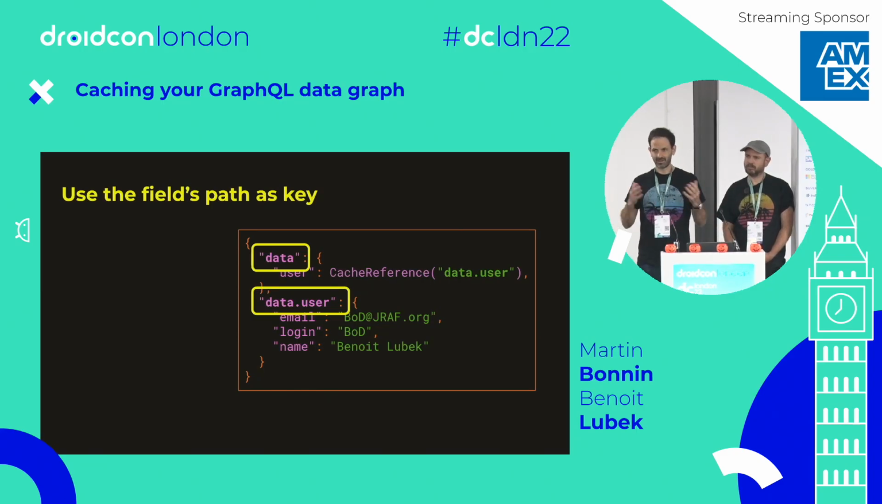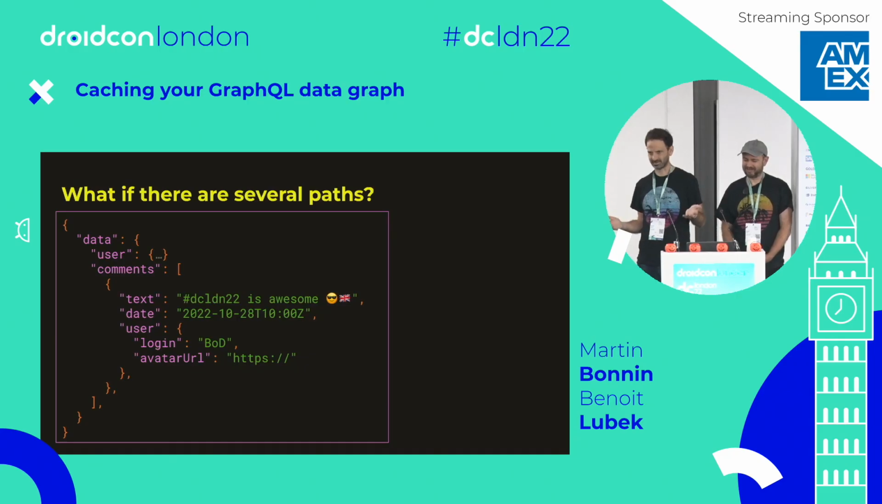This is working fine until you have the same object at two different paths. And this is a very valid example. If I'm going back to the social network example, you might have comments in your social network. So someone like Bod or Benoit might do comments, and comments have a user attached to it. So you can end up with this situation where you have the same user available both at the root of your response and also nested inside another object.